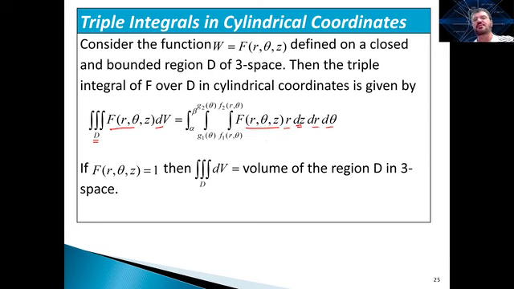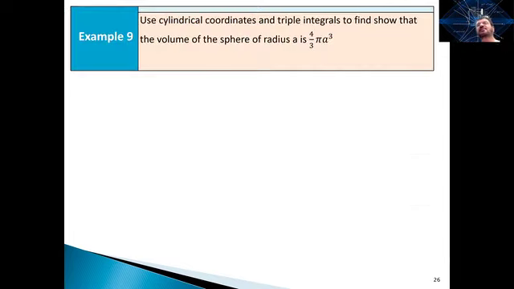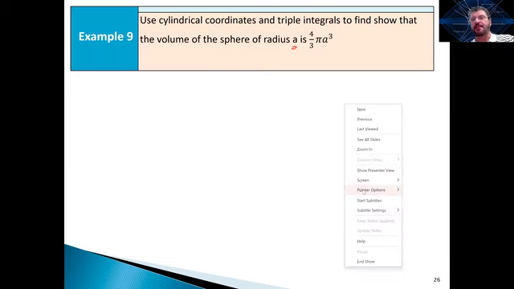If there is no f here, then what do we have again? This f is 1. We have what? The volume of the solid in three-dimensional space. Okay, let's take a good application on that. Remember that the volume of a sphere of radius a is 4/3 pi a cubed, isn't it? This is a standard. I'm going to use today's cylindrical coordinates to prove that, to show that really this is the volume.